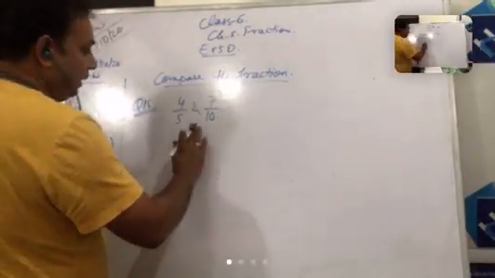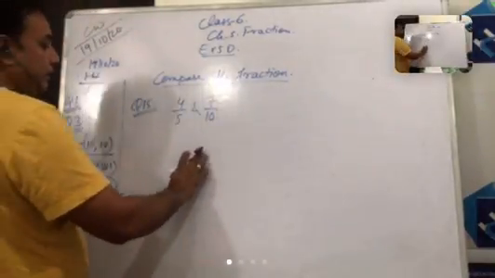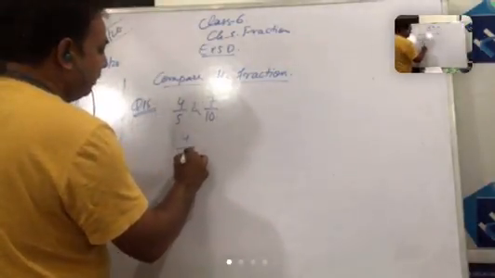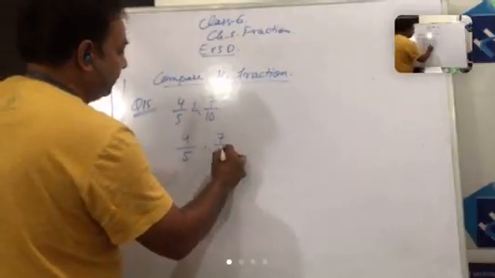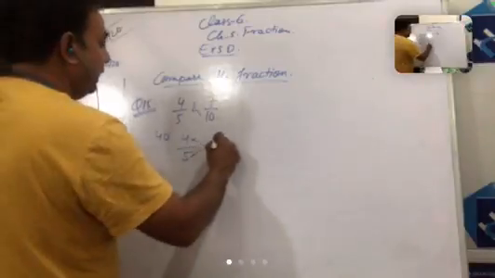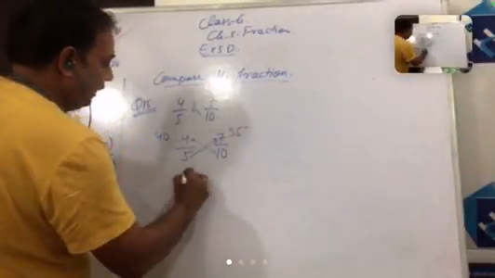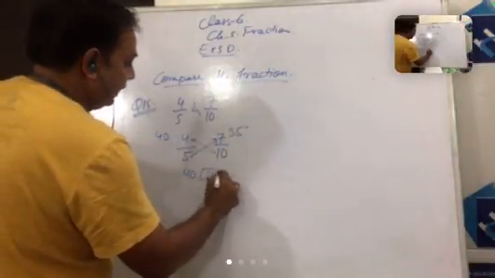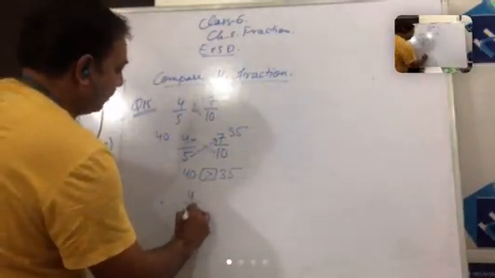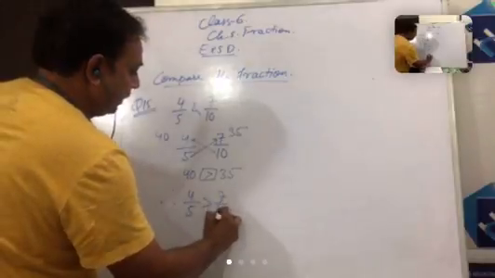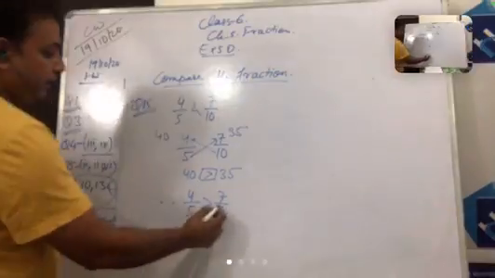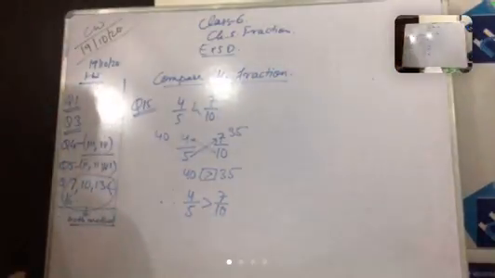Now, the last question we will do only with cross multiplication. So we write 4 upon 5 comma 7 upon 10. Now cross multiply it, it becomes 40 and it becomes 35. So we know that 40 is greater than 35. So therefore 4 upon 5 is greater than 7 upon 10. Now this is the last question for today's class.